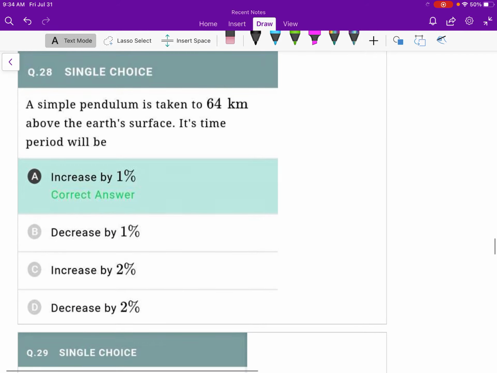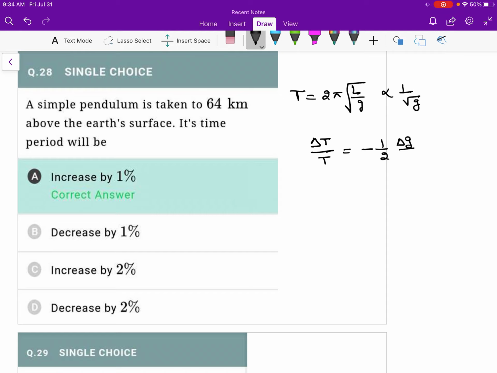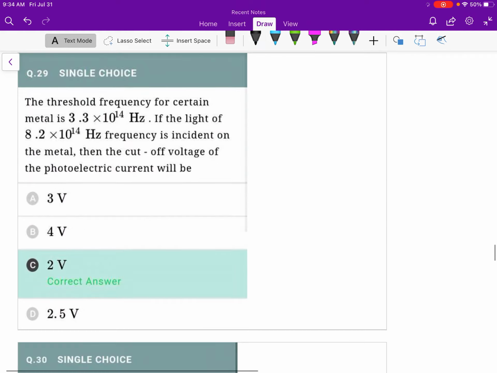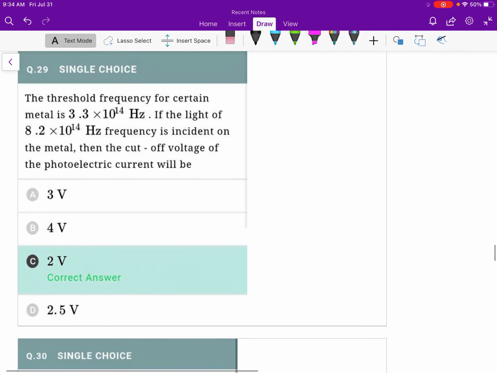Next, a simple pendulum is taken to 64 km above the earth's surface. Its time period will be, so T is 2 pi under root L by g, so proportional to 1 upon root g. So delta T by T is minus half delta g by g. Now delta g by g is minus 2h by R, so this is plus h by R. h is 64, R is 6400 kilometer, so that is 1 by 100. So time period increases by 1%.